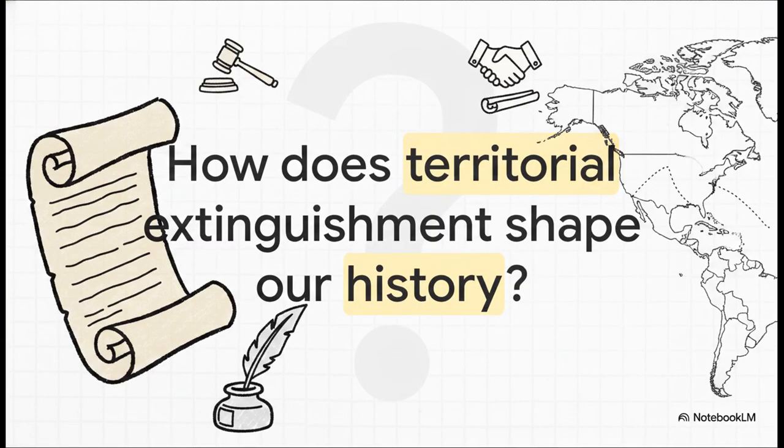How does understanding these strict mechanical steps of territorial extinguishment and this guarantee of allodial title shape your understanding of the historical narrative of American statehood? It's definitely a fascinating question derived directly from the legal and historical structures we've explored today.